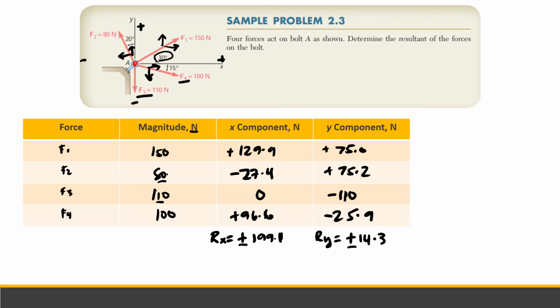So maybe if we estimate it, its y is small, so maybe the resultant is somewhere here. This is the resultant at an angle theta. So it's important that we know the signs of each component.